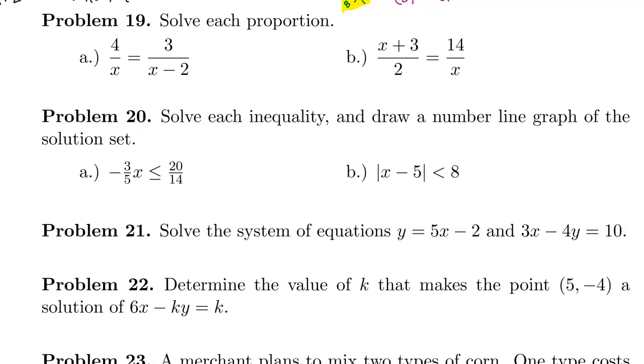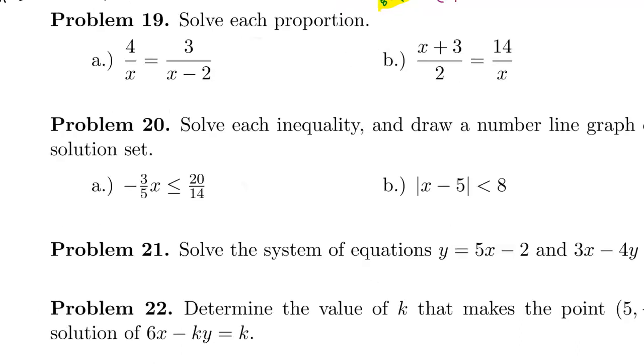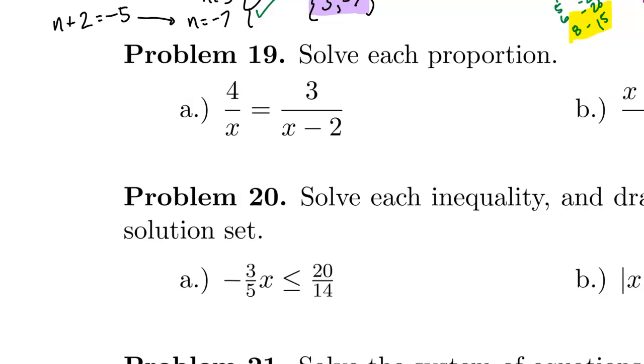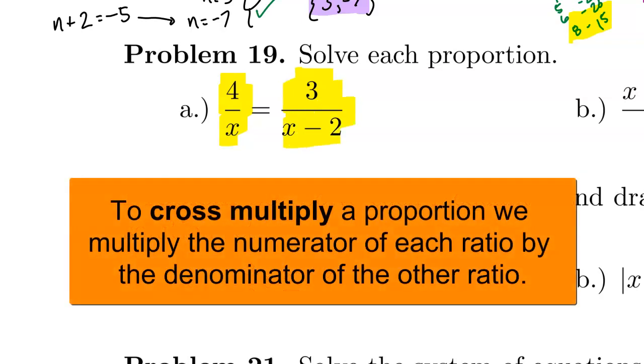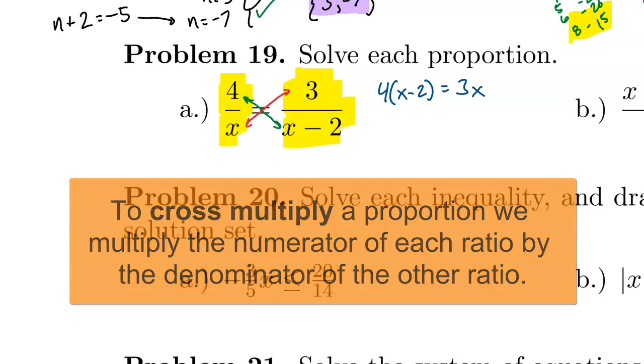Let's solve the proportions in problem 19. A proportion is a type of equation that compares two ratios, and we can solve it by cross-multiplying. So I can multiply the numerator of one ratio with the denominator of the other, and in problem A, that gives me 4 times x minus 2 equals 3x.